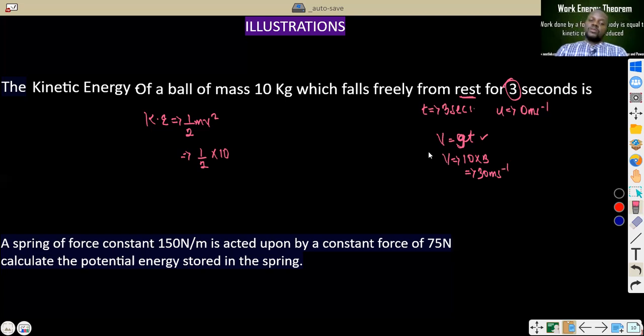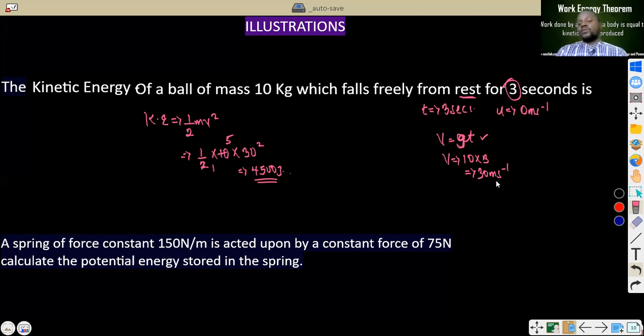So students should keep that at the back of their minds. Half times 10 times 30 all squared. 30 squared is 900. Half of 10 is 5. 900 times 5 is going to give you 4,500 joules, and the answer can also be in standard form, depending on the nature of the question.